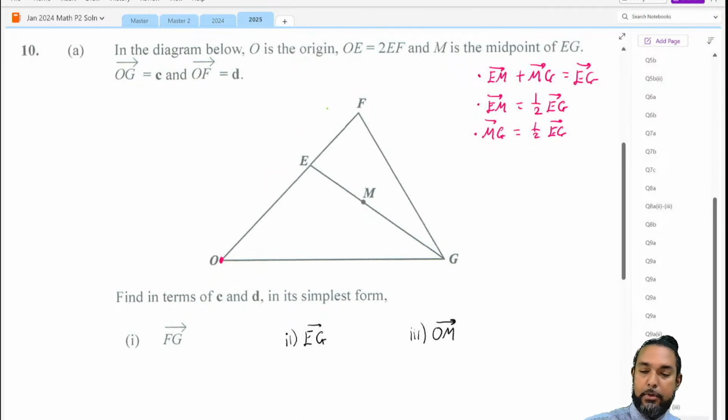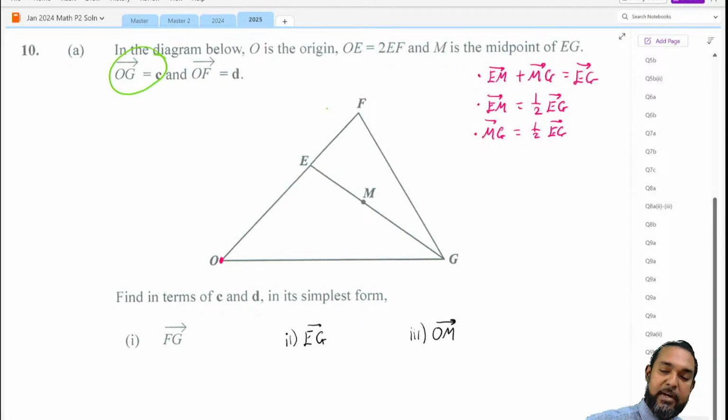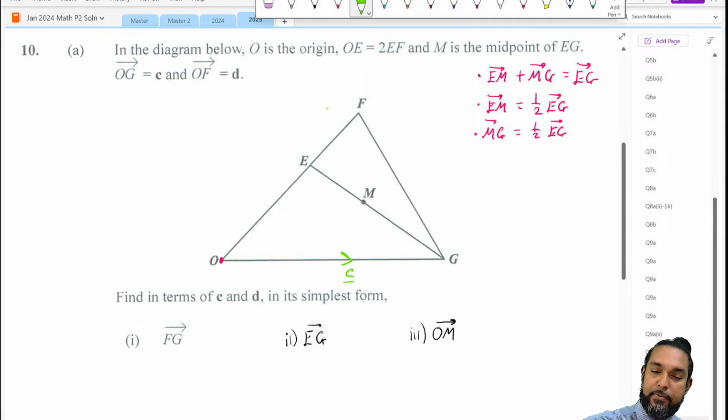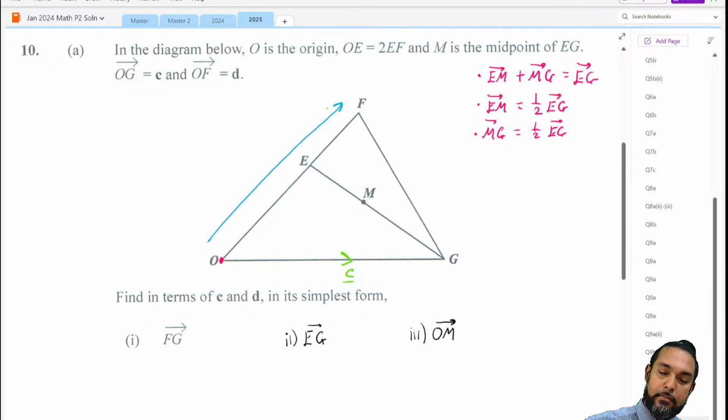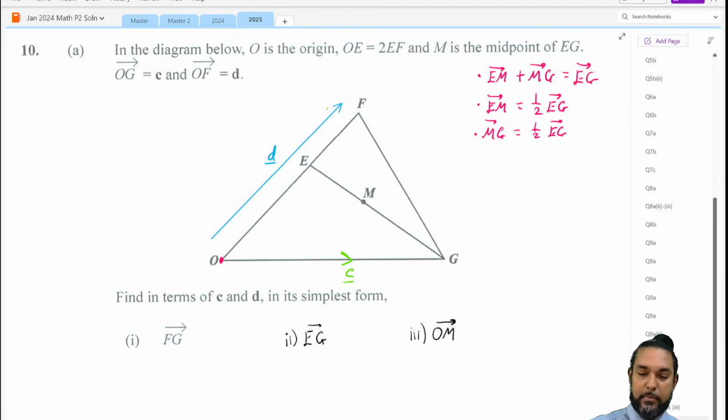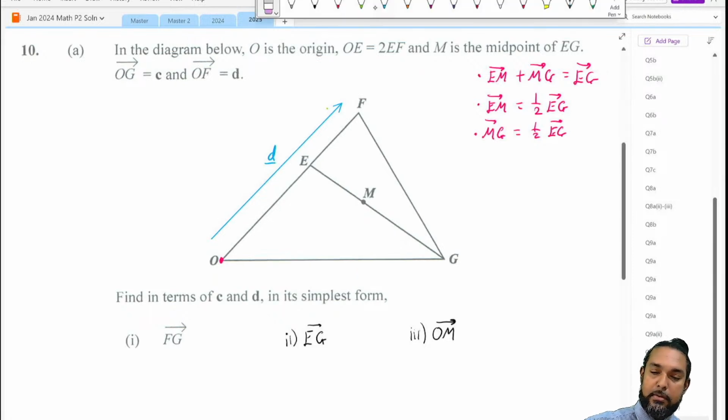So now they tell us some other information, right? They tell us that OG is given by C. So what it's saying here is that this vector going from O to G, right? That vector is just C. And the vector OF is just D, right? So OF is D.